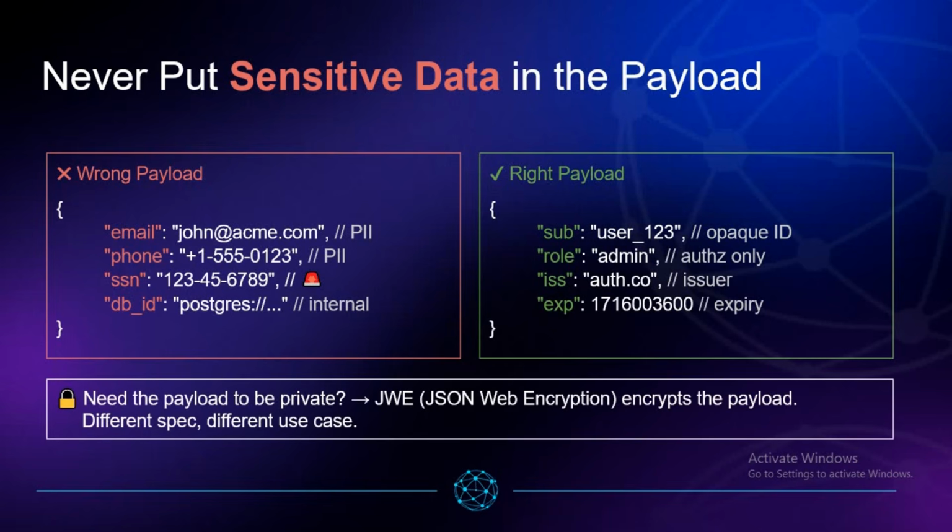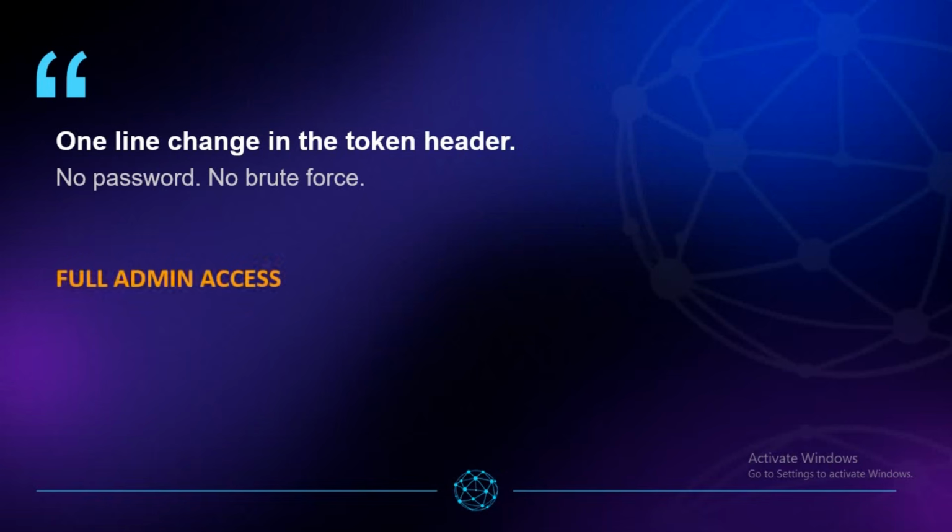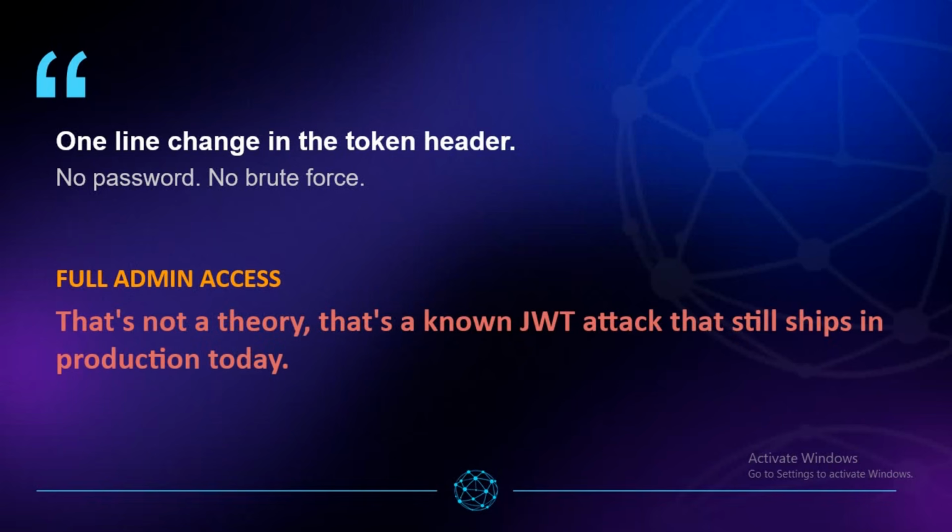If you genuinely need the payload to be private, if the claims themselves are sensitive, there is a separate spec called JWE, JSON Web Encryption, that actually encrypts the payload. Different tool, different use case, worth knowing it exists. And the worst, attackers can make a one-line change in the token header with no password, no brute force, and they gain full admin access. That's no theory. That's a known JWT attack that still ships in production today. And we will talk about that.